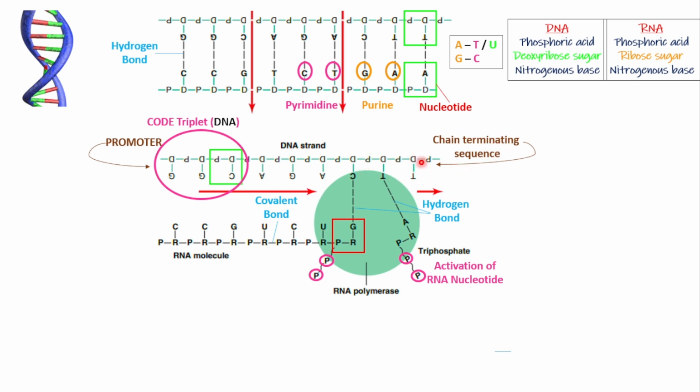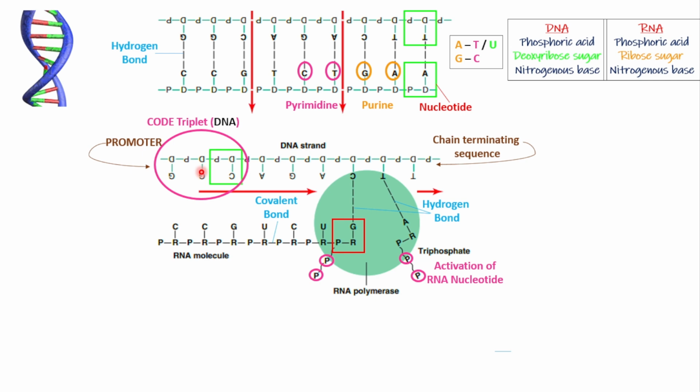So at the end, for instance, if this nucleotide, this nucleotide, and this nucleotide, these 3 bases will combine to form a chain terminating sequence. It means that wherever this sequence is present, the RNA will start to be produced from this sequence, and wherever the chain terminating sequence is present, there the production of the chain of the RNA will be terminated. So this is the promoter sequence, and this is the chain terminating sequence.